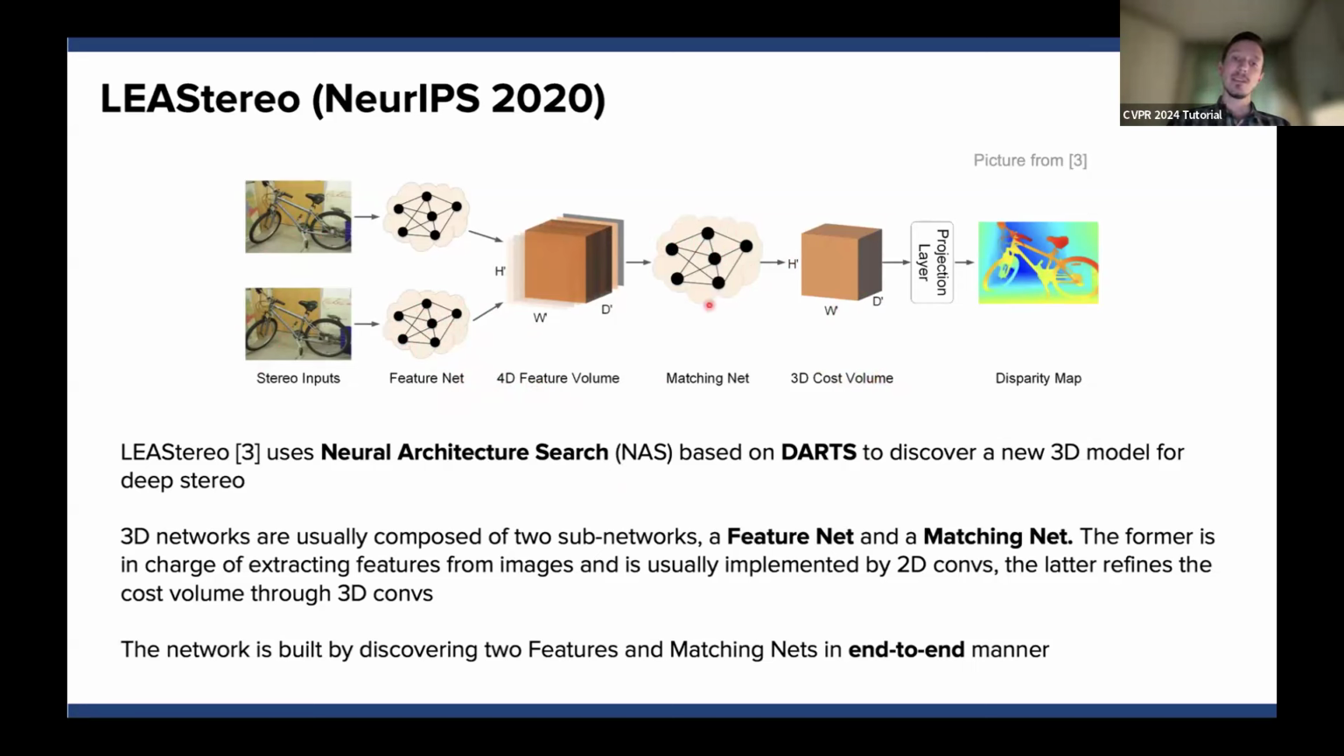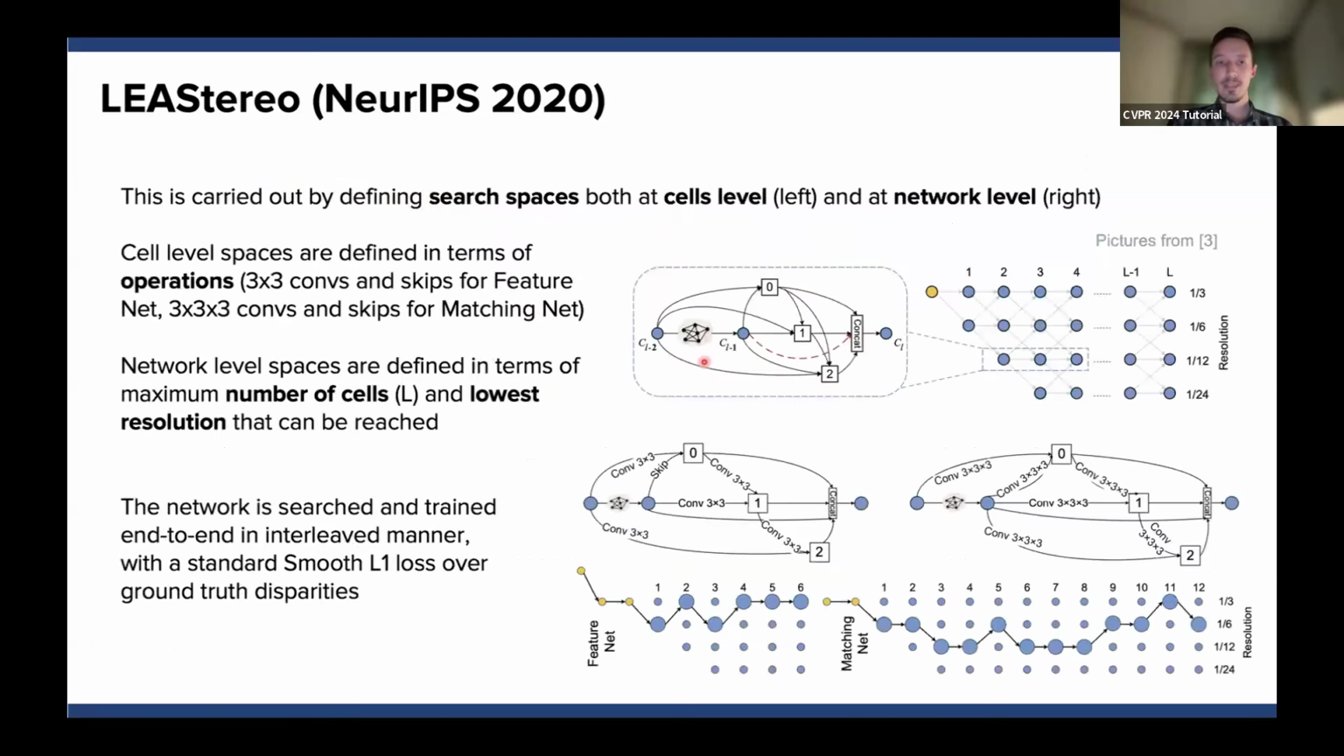Once they identified these two networks, they designed two different search spaces, one for the feature net and one for the matching net. Of course, the first one will be mainly composed of 2D convolutional layers, while the second one will be composed mainly of 3D convolutional layers. Once they defined this search space, they simply train the search of the architecture, and once the best architecture is found, they train it end to end.